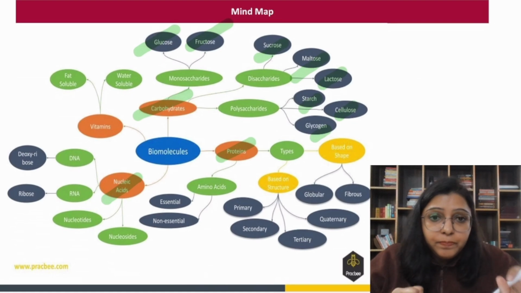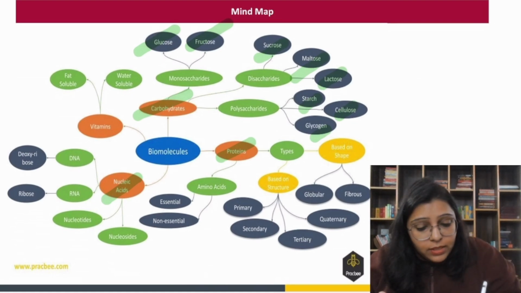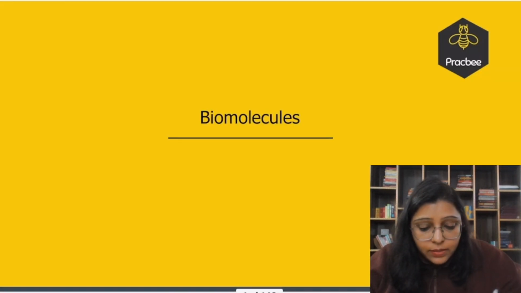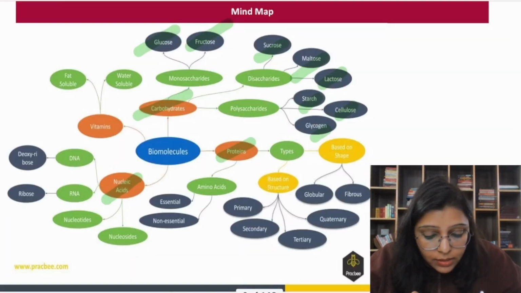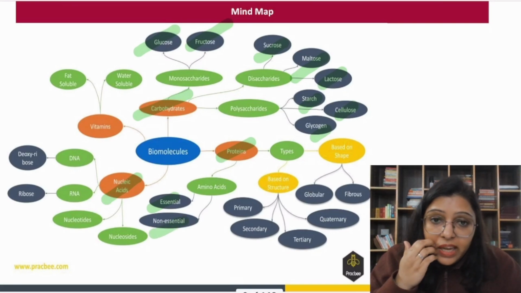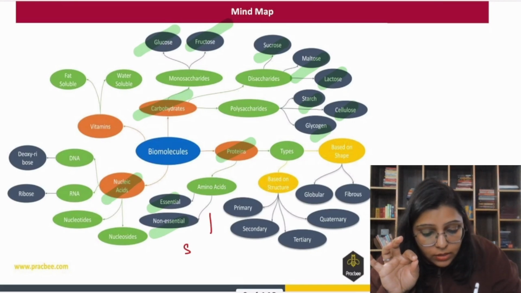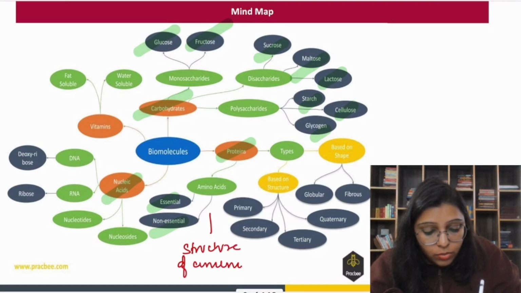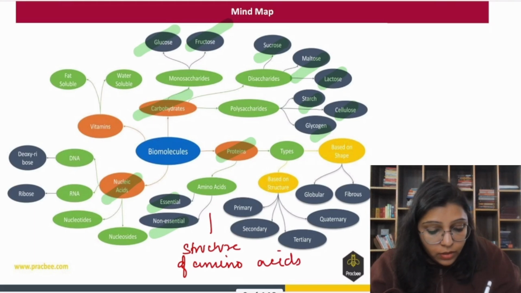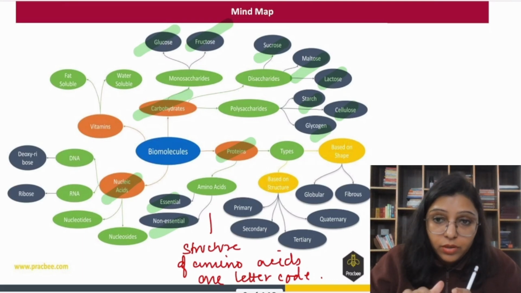Now proteins, there are so many things to learn. For proteins we have amino acids, so you should learn amino acids, particularly essential and non-essential amino acids. Then you should learn the structure of amino acids. One letter code is important, right? One letter code and structure of amino acids are very important.